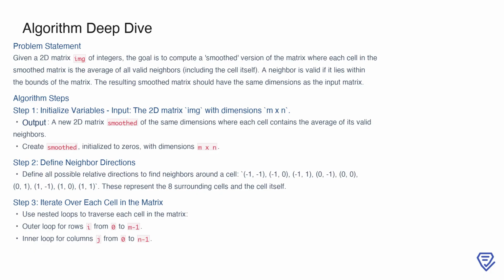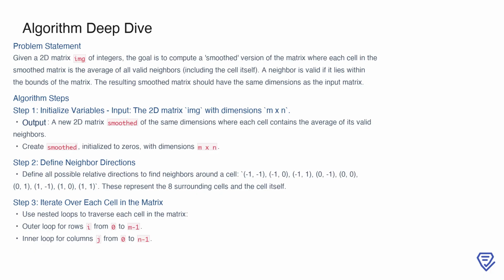To achieve this, we start by initializing a new matrix, smoothed, with the same dimensions as the input matrix, but filled with zeros. This will be the output matrix where we store the computed averages. Next, we define the relative directions that represent all possible neighbors of a cell, including the cell itself. These directions are given as pairs of row and column offsets, like -1, -1 for the top left neighbor and 1, 1 for the bottom right neighbor.